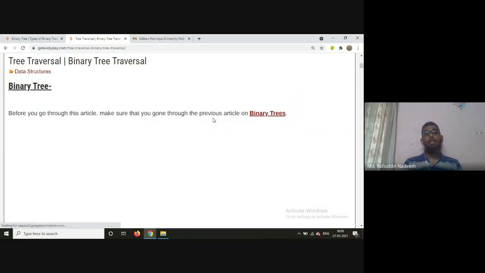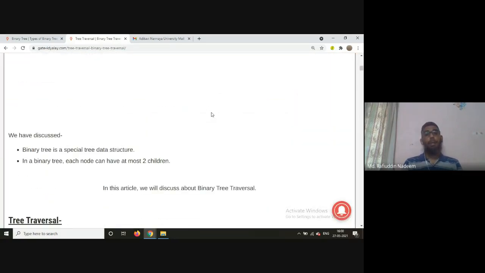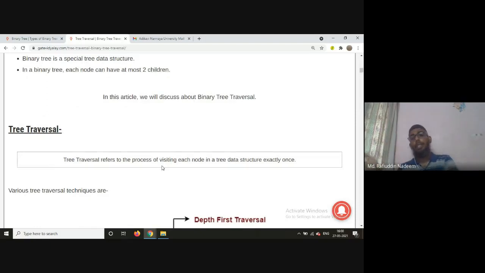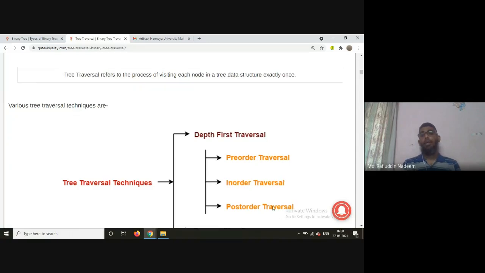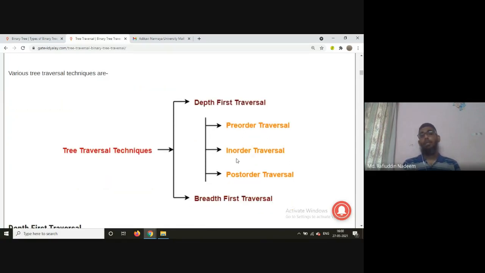Next, the tree traversal techniques. Tree traversal refers to the process of visiting each node in the tree. How to visit all the nodes in the tree is called tree traversal. The tree traversal can be done in 3 ways: pre-order traversal, in-order traversal, and post-order traversal. These are called depth first traversal. Then you have the breadth first traversal also.